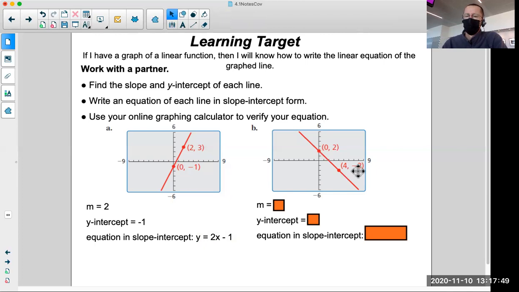Okay, try this one now. Easy to find the y-intercept, right? Just look for where it crosses. So hopefully you got 2 for that. And what's the slope? We went down 4, so that's -4, and then to the right 4. So what would that be? -1. Good. So what would the equation be? Y equals -1x or negative x plus 2.